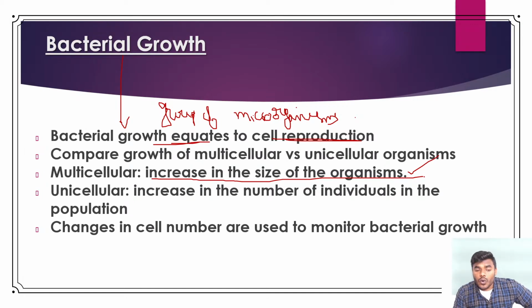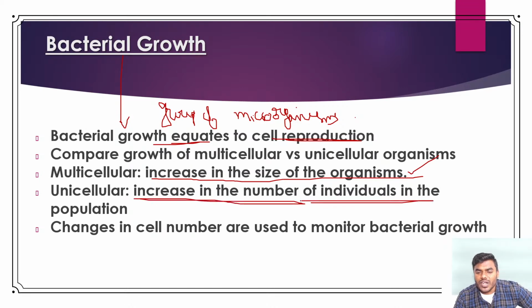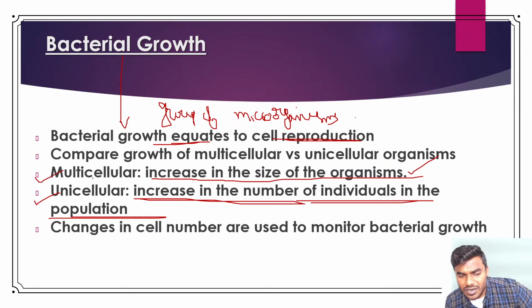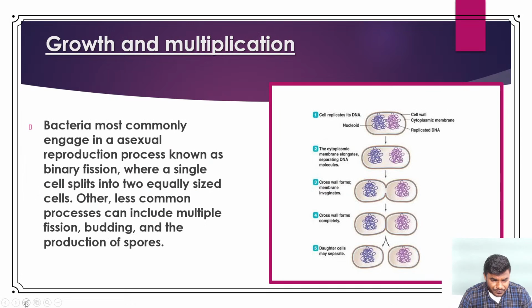But when you look at a prokaryotic or unicellular organism, especially, friends, there is only one cell. One cell has a particular size only, so how can we say whether growth is happening or not? In this condition, friends, growth can be determined by number. So an increase in the number of individuals in the population is what we consider in the case of a unicellular organism, and we consider size in the multicellular and number in the unicellular.